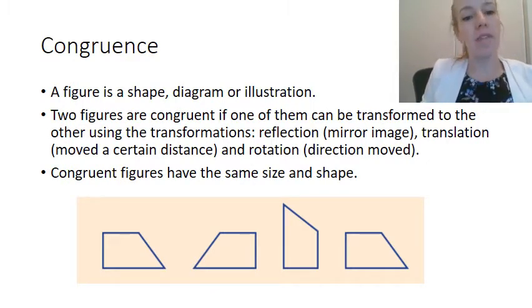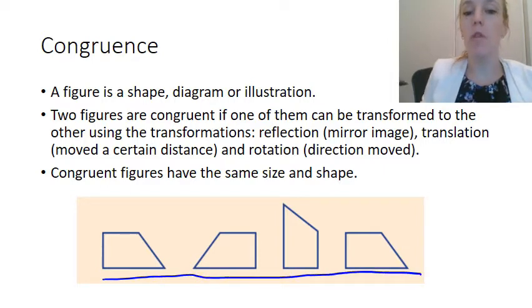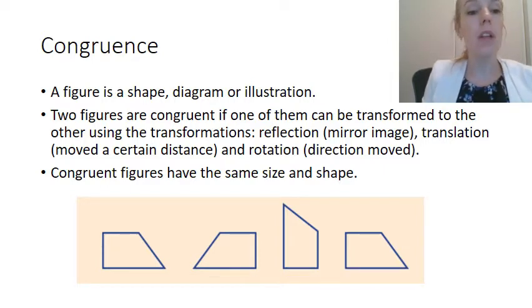So a figure, this is part of the language that you'll need, a figure is a shape, a diagram, or an illustration. So for instance, we've got 4 figures down the bottom, so we've got 4 different shapes there. So 2 figures are congruent if one of them can be transformed to the other using transformations such as reflection. So if they're the mirror image of each other, they would be congruent. If they are translated, so if one's just moved a certain distance from the other, they would still be congruent, or if they've been rotated.